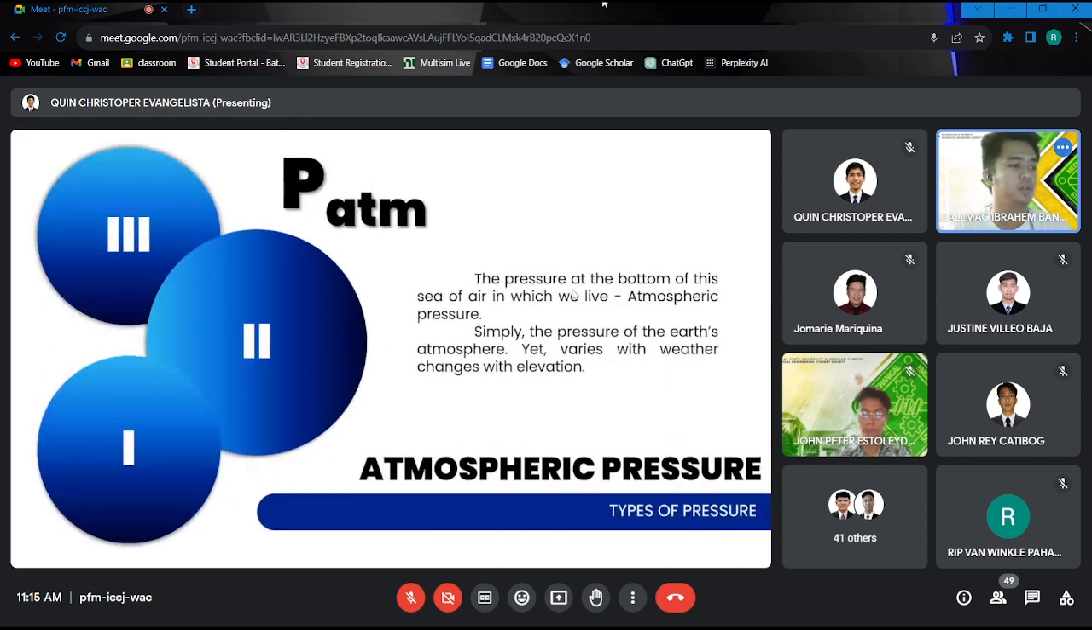First is the atmospheric pressure. This is the pressure at the bottom of this sea of air in which we live. Simply, the pressure of the Earth's atmosphere. Yet it varies with weather and with elevation. Meaning, as we go higher, especially in mountains, our pressure changes.